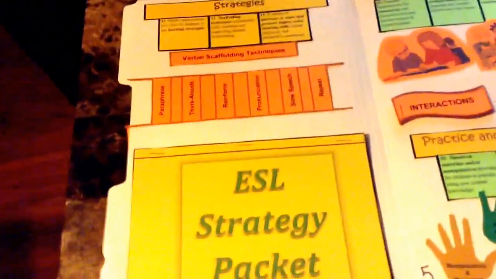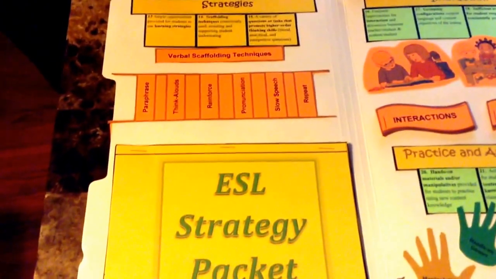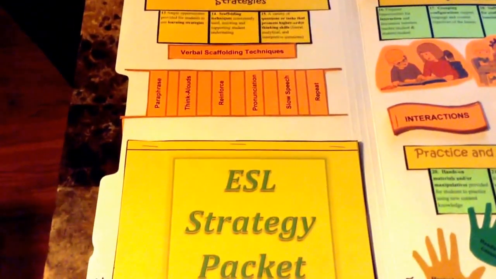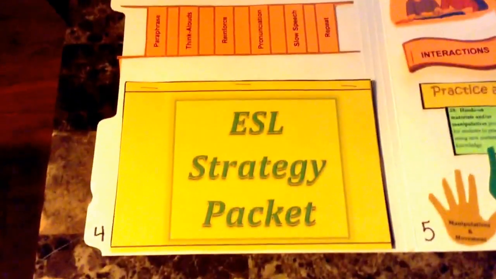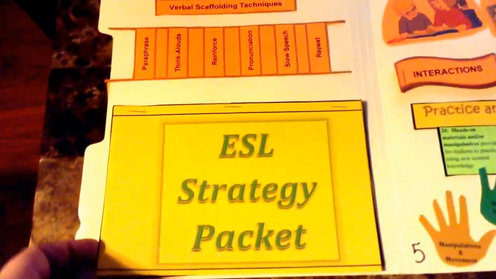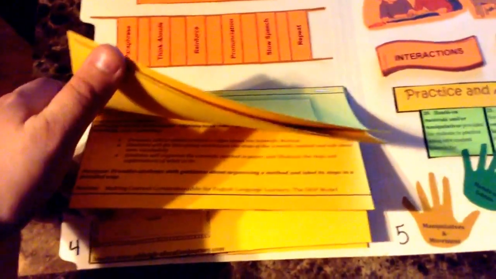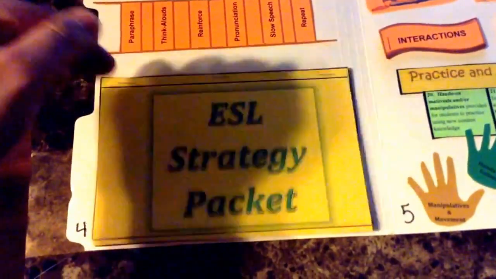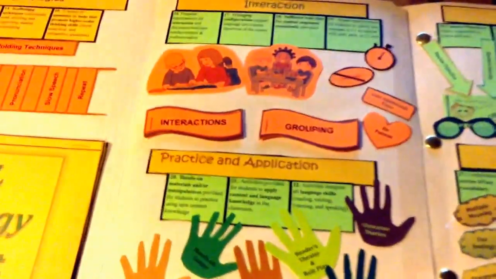So first we're going to start with page 4, which is our strategies. And of course this has the verbal scaffolding technique in our ESL strategy packet, which has different strategies that we can use for our students. Now from page 4 to 5, we have interactions.